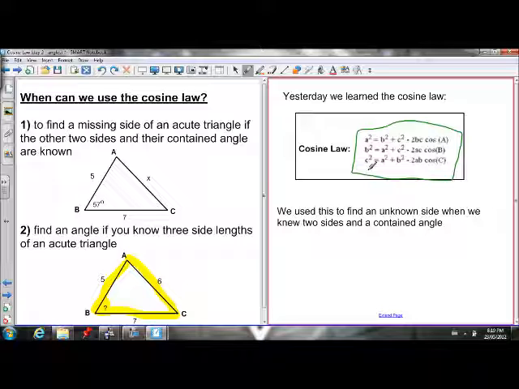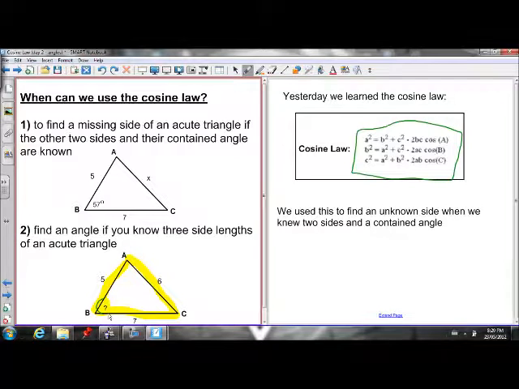Like I said, last lesson we used this to find an unknown side when we knew two sides and a contained angle. Today, we're focusing on scenario 2, where we know all three sides and we're looking for an angle, any of the angles, actually. If we know three sides, we can find any of the angles using the cosine law.